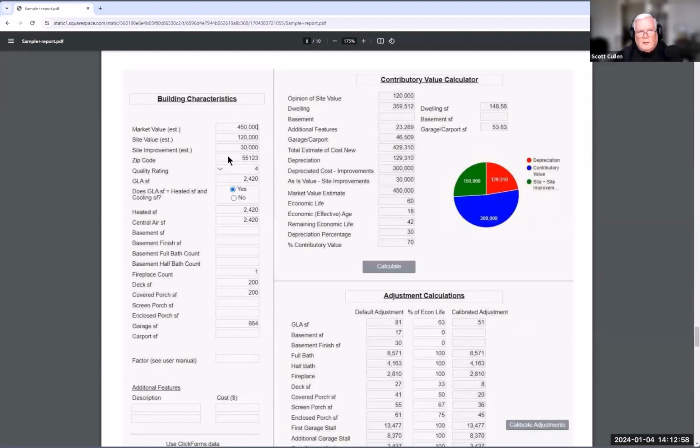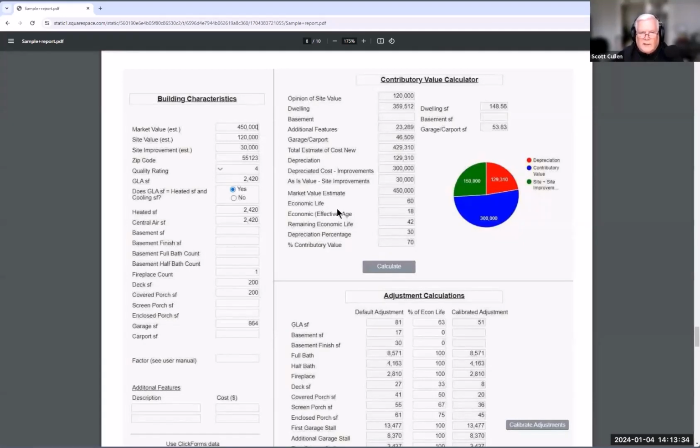So it shows my market value estimate, my site value. Remember, my site improvements were 30, my zip code, my quality. I call this the contributory value calculator because from here up, it is the cost approach. But then from here down, we include economic life, which is filled automatically for you. Whenever you say Q4, this will come in as 60 years. Effective age is calculated in this calculator to be included on page 1 of the report, right?